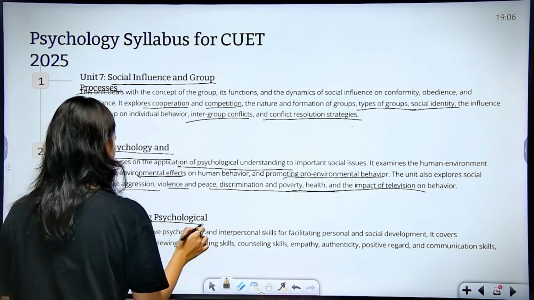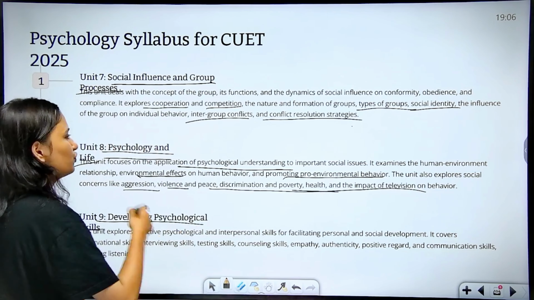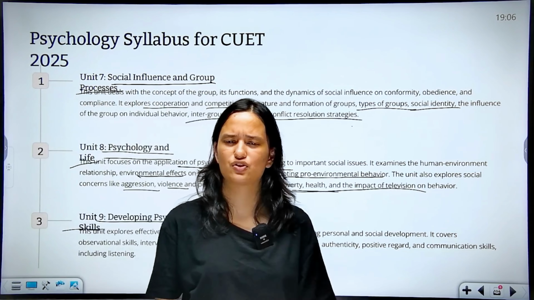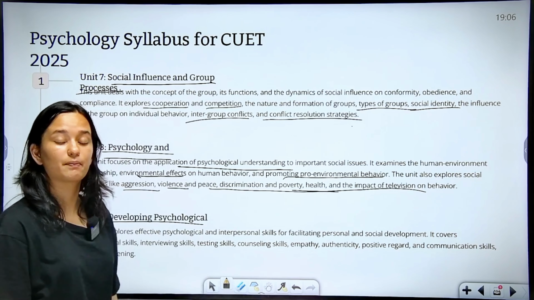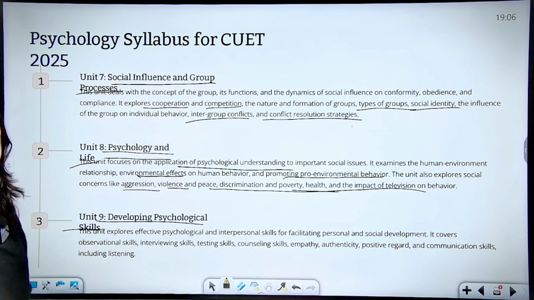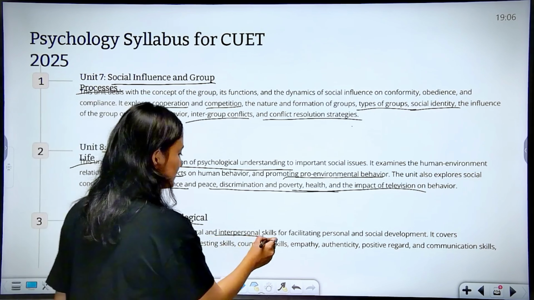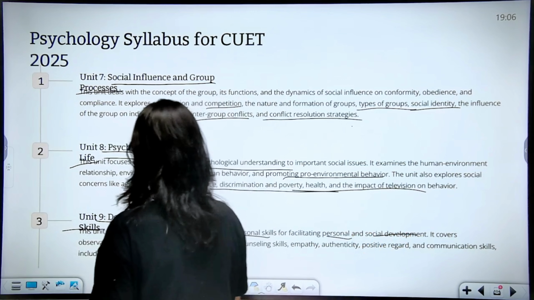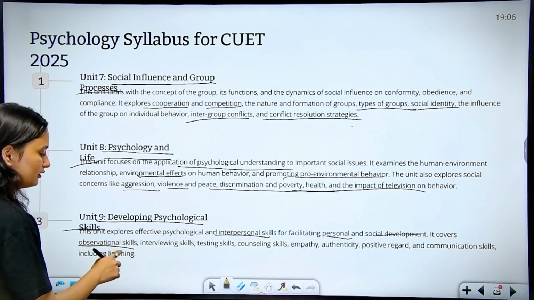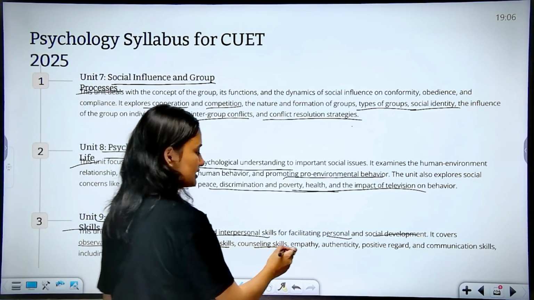Finally, there is developing psychological skills. You have studied different psychological things, different terms, the various approaches, the various reasons. So how do you actually apply and develop those psychological skills? Use interpersonal skills for personal and social movement. It covers observational skills, which are very important, interviewing skills, testing skills, counseling skills, empathy.